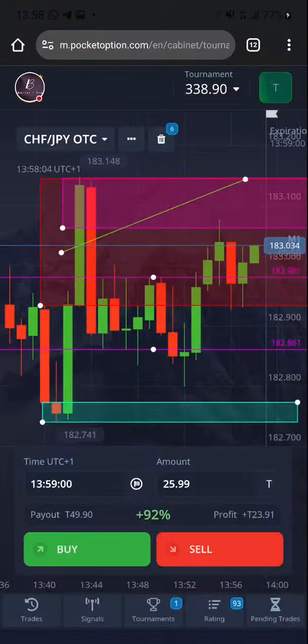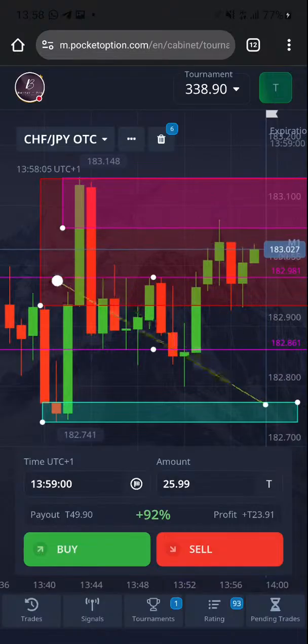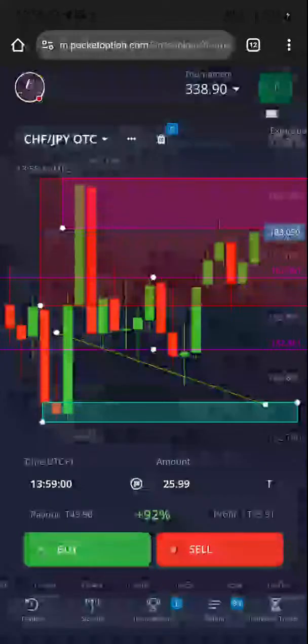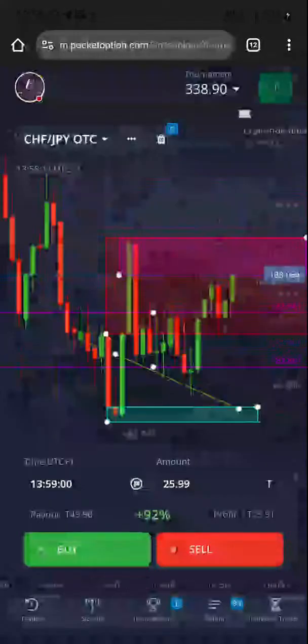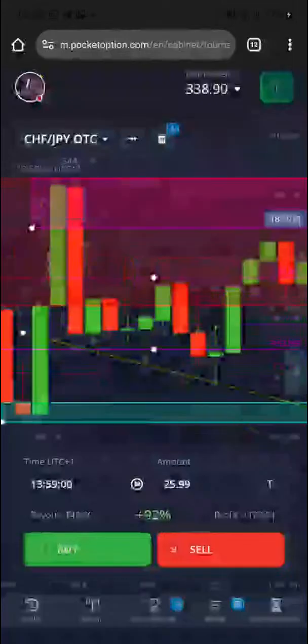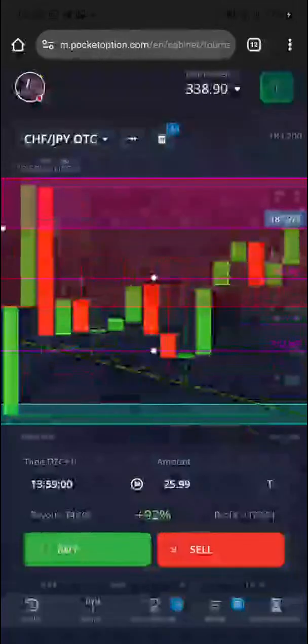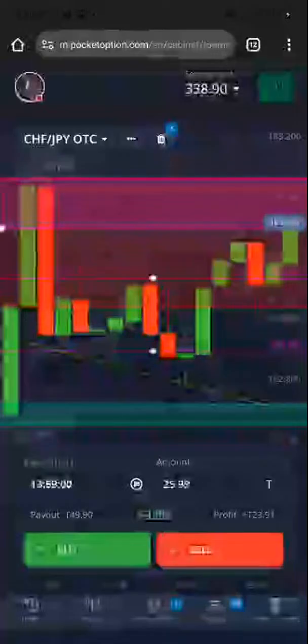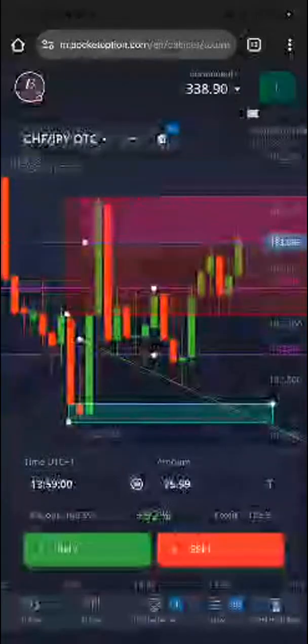Why? Let me show you. This is a common point of rejection. What I was trying to explain the other time, when it comes to the wicks of the candle instead of the body, look at this. This is a common point of rejection where you are connecting all the rejection points with this trend line. We are connecting it.